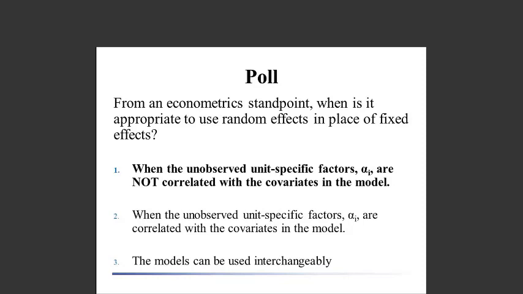Great. So the correct answer from an econometric standpoint, in theory at least, is what most of the people responded with. It's the first one: when unobserved unit-specific factors, alpha_i, are not correlated with the covariates in the model. And this is the key assumption in econometrics that distinguishes the use of the two models. Now, we're going to see in a bit, though, that this is not necessarily a hard and fast rule in applied research.